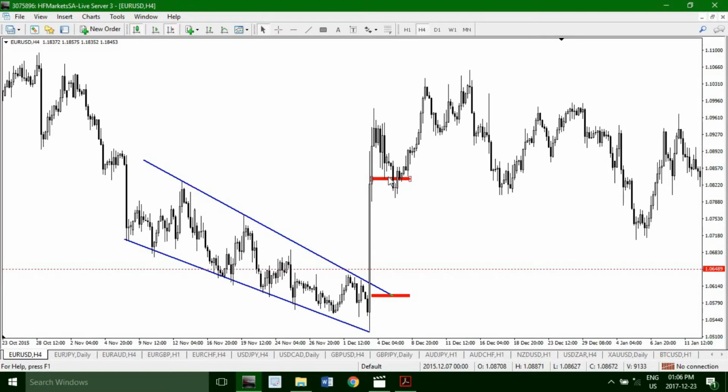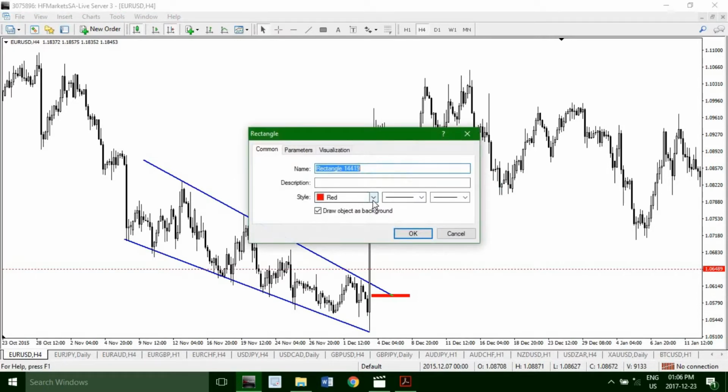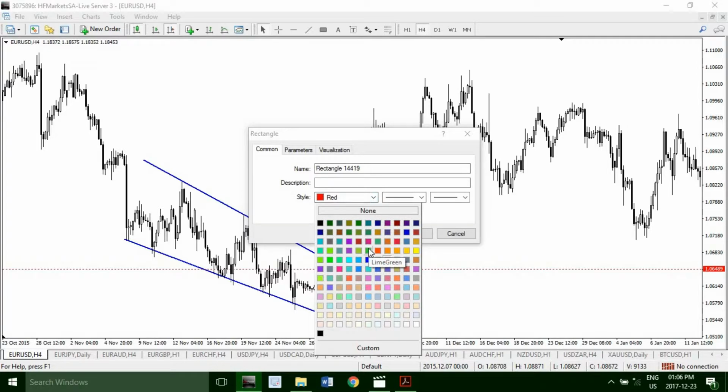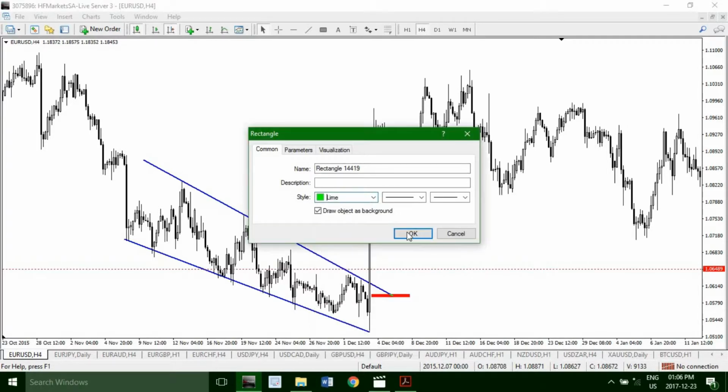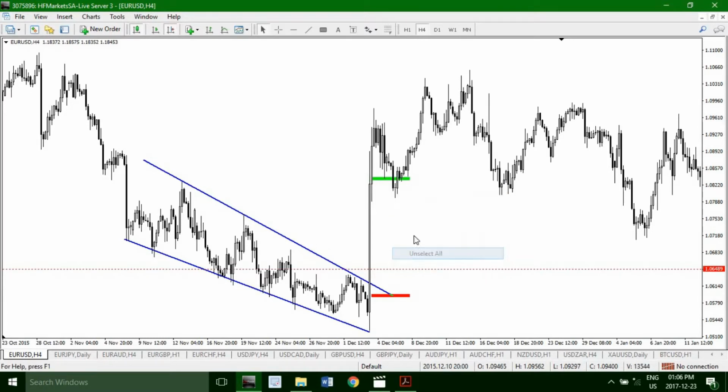Let me change the color over here so that you guys can see. I always prefer my target as green. Lime, yeah, I prefer my target as lime. So yeah, guys, that will be our target over there, stop loss over here, and they are pretty easy, as you can see. So I believe you guys can trade it.